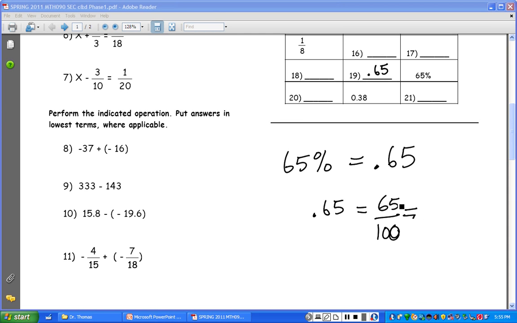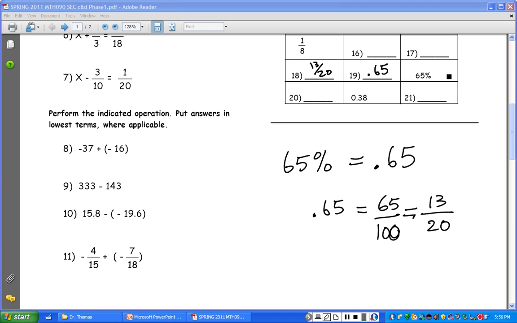How many times does 5 go in 65? 13 times. How many times does 5 go in 100? 20 times. So the answer is 13 over 20. And to check that, you can always divide 20 into 13 to see if you get 0.65. And then move your decimal 2 places to the right, you get 65%.